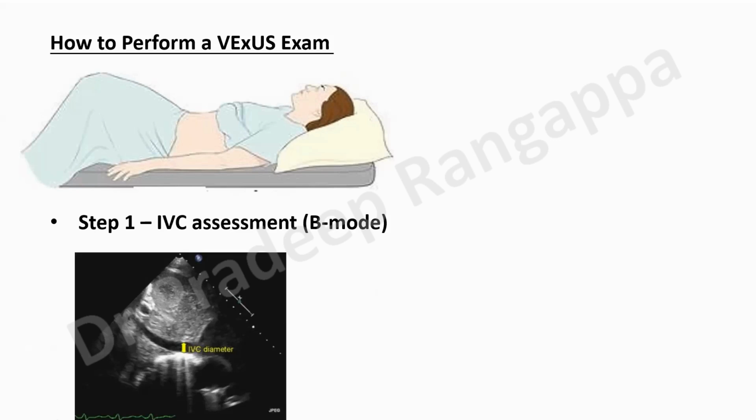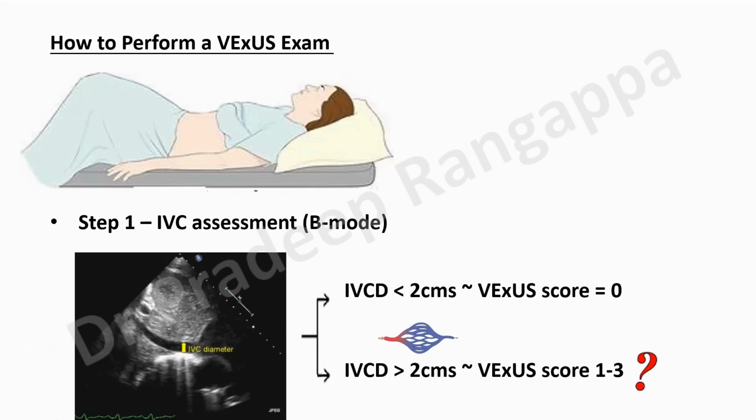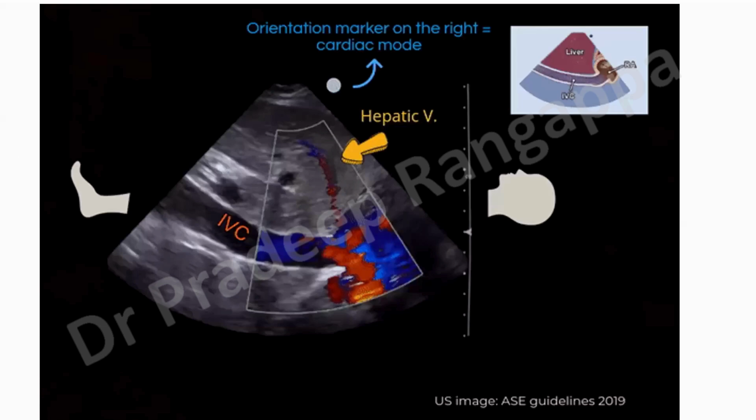You put the probe at the xiphisternum, and if the IVC is less than 2 centimeters, then you cannot go ahead with the VExUS assessment. The VExUS score is 0. If the IVC is more than 2 centimeters, then you need to grade whether the VExUS falls in grade 1, grade 2, or grade 3, and we need to move to the hepatic vein.